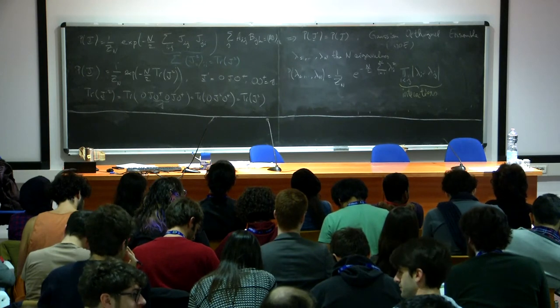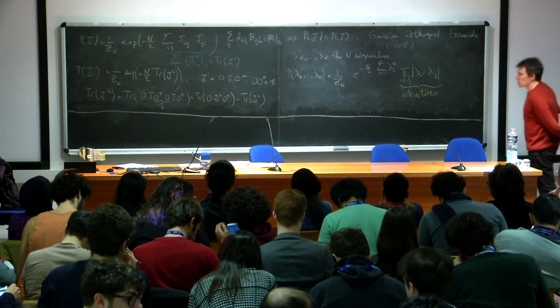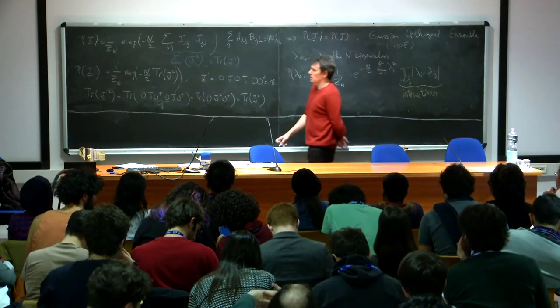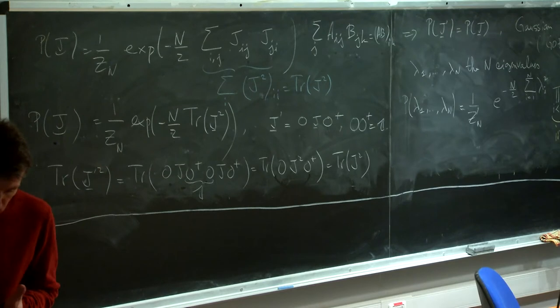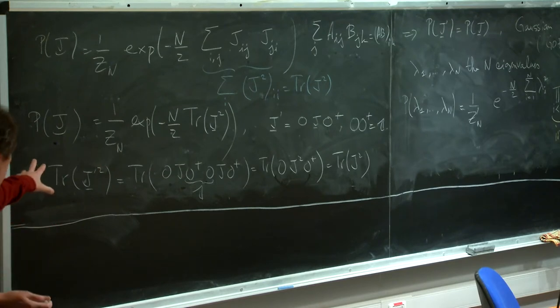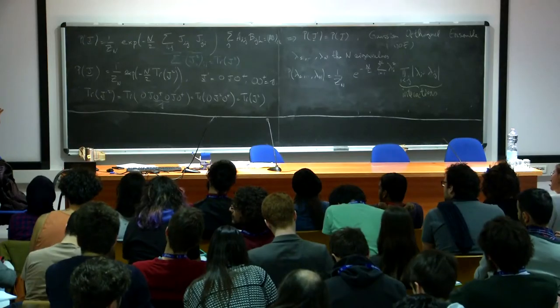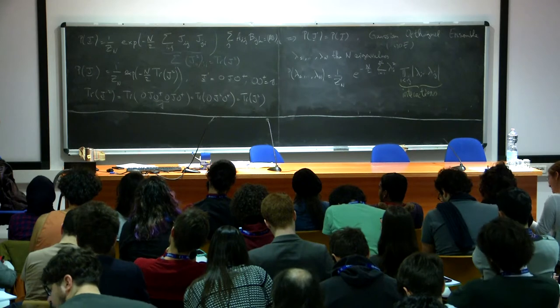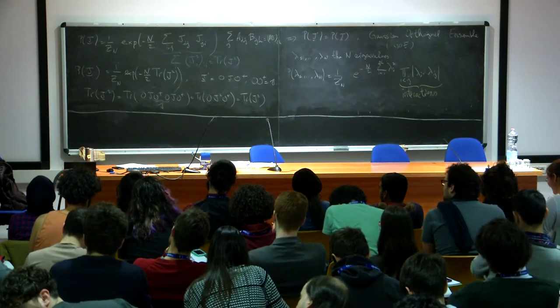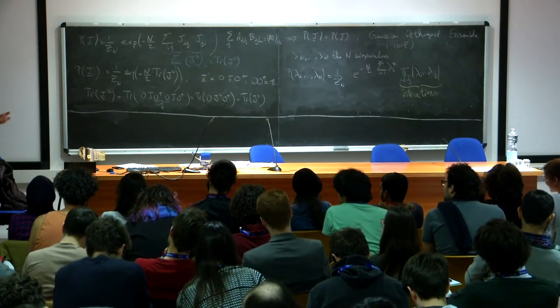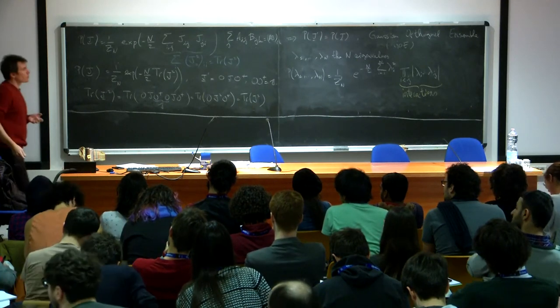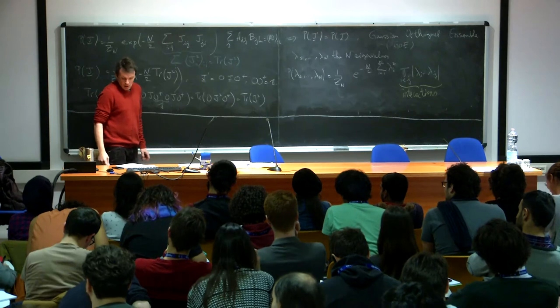Yes, of J, yeah. So just to answer your question, initially this P of J, the measure is a function of the matrix elements, and you want to reparameterize this measure in terms of the eigenvalues and eigenvectors. So there will be a Jacobian within this transformation, and that's what is non-trivial, and this produces this term here.